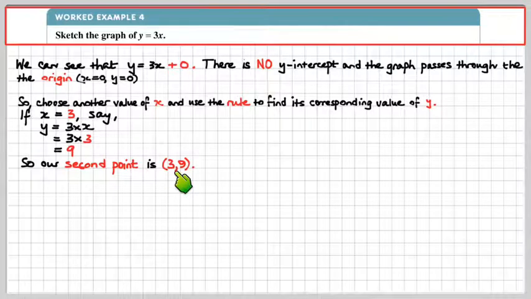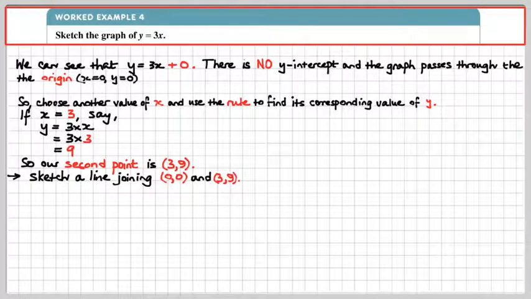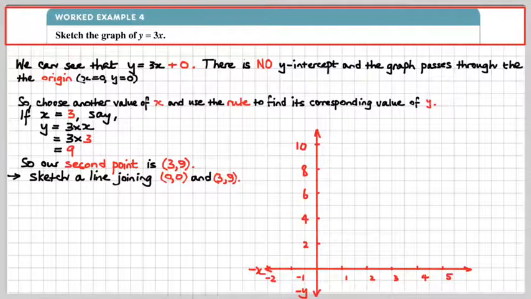And we chose it and basically came up with it ourselves because we just chose a random value of x which was convenient for us. Now we're going to sketch a line joining the origin, because this graph goes through the origin, and our point that we just got there. Yes, watch this. Okay, there's the origin point, and doing our street directory approach, there's 3 and x is 3, y is 9. There's the second point.